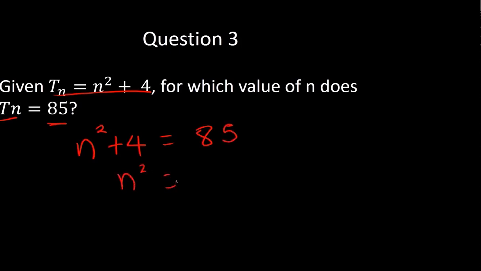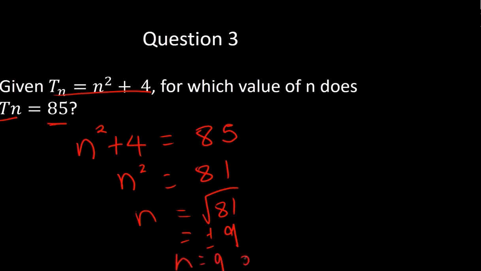So n squared is equal to 85 minus 4, which is equal to 81. That means n is equal to the square root of 81, which is plus or minus 9. But we only have to consider the positive value because n cannot be negative. So therefore, n is equal to 9. So in other words, the term with the value of 85 sits in position 9. So term 9 is equal to 85.